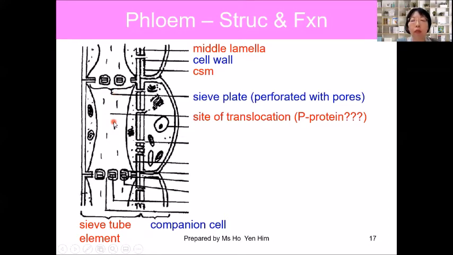Now, in the center of the sieve tube element is empty, so that it reduces resistance to the flow of materials when it's being translocated. Please ignore the word sieve P protein. You don't have to know this one. Okay?